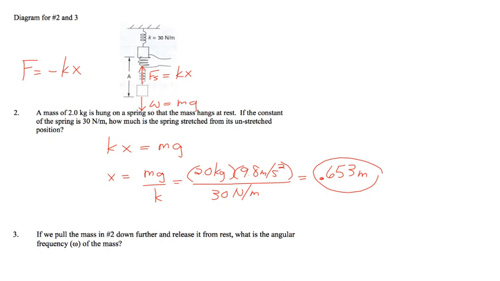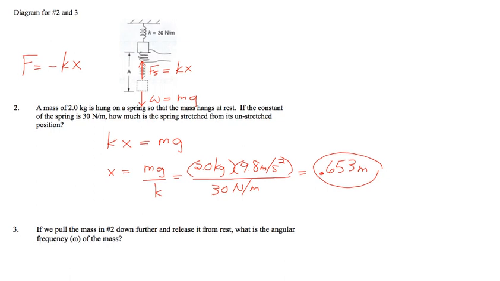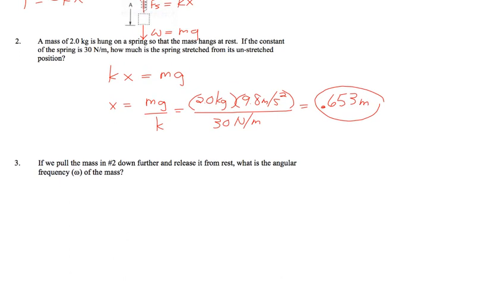Now in part B, in problem 3, it says if we pull the mass in number 2 down further and release it from rest, what's the angular frequency? Well, look, we have k in the problem above, and we have m. And those are the only 2 variables. So it's not even like I have to do a complicated thing. I just have to pick the equation and substitute. So if I'm solving for the angular frequency, the formula is the square root of k over m. And I know both of those numbers. So the square root of k is 30 newtons per meter, and the m is 2 kilograms.